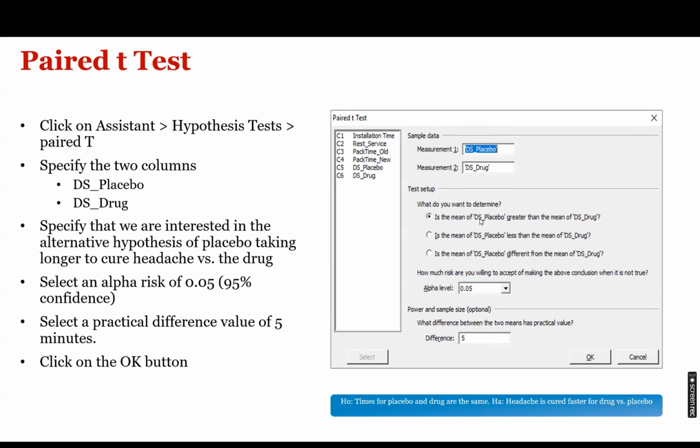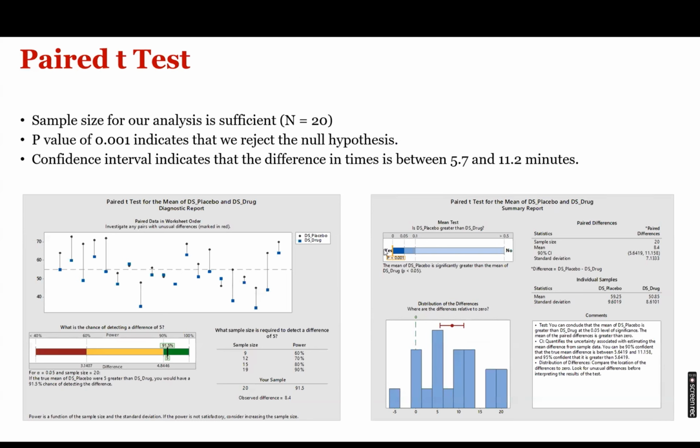We select the first option, is the mean of placebo greater than drug, because we have to prove that the drug is faster. After that, we get a p-value which is p less than 0.001, which is less than 0.05. So we reject the null hypothesis. The null hypothesis was the drug is not better than the placebo. So our conclusion is the drug is really better than the placebo in relieving the headache by at least 5 minutes.